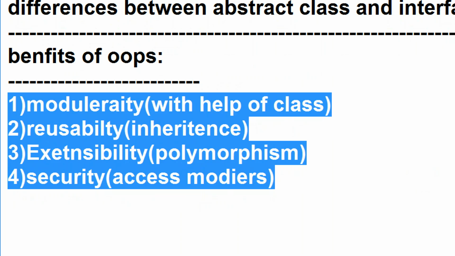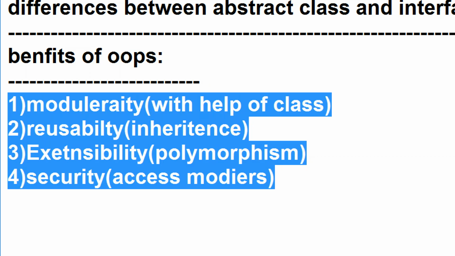Interviewers will ask you this question: what are you achieving? You are achieving mainly modularity with the help of class, reusability with the help of inheritance, and extensibility, extending the classes. Already one class is there, and in the derived class you are extending it by re-implementing all the members with the help of polymorphism, new implementations. So the old version is already implemented, and the latest version you are implementing in the derived class.